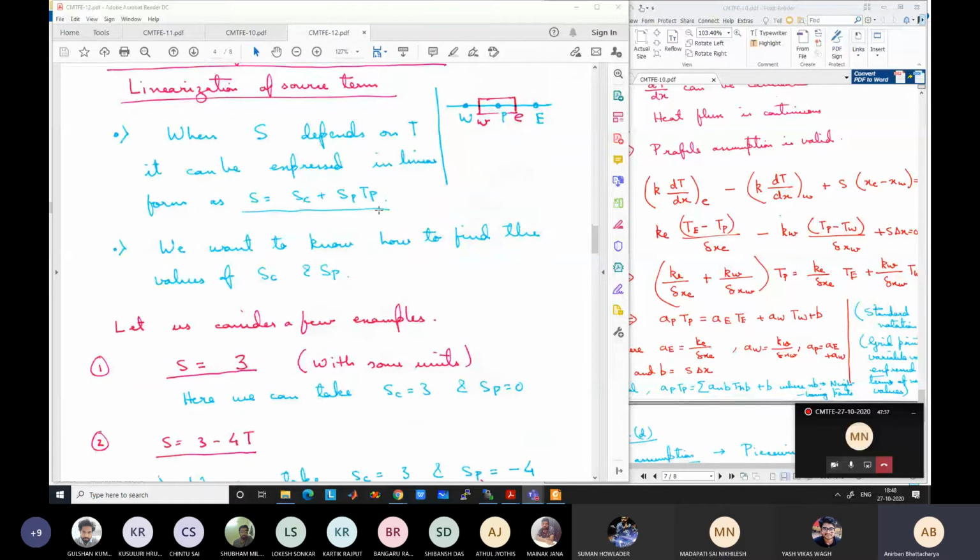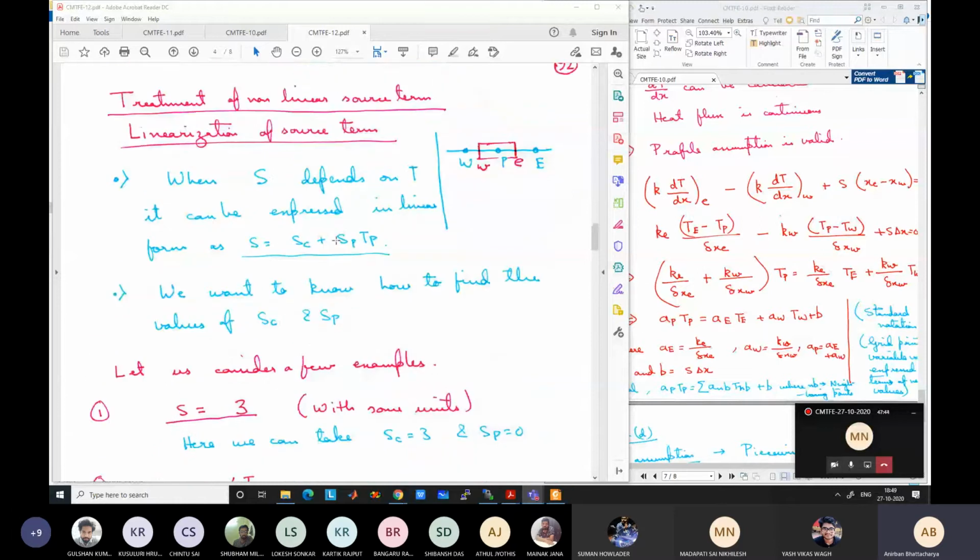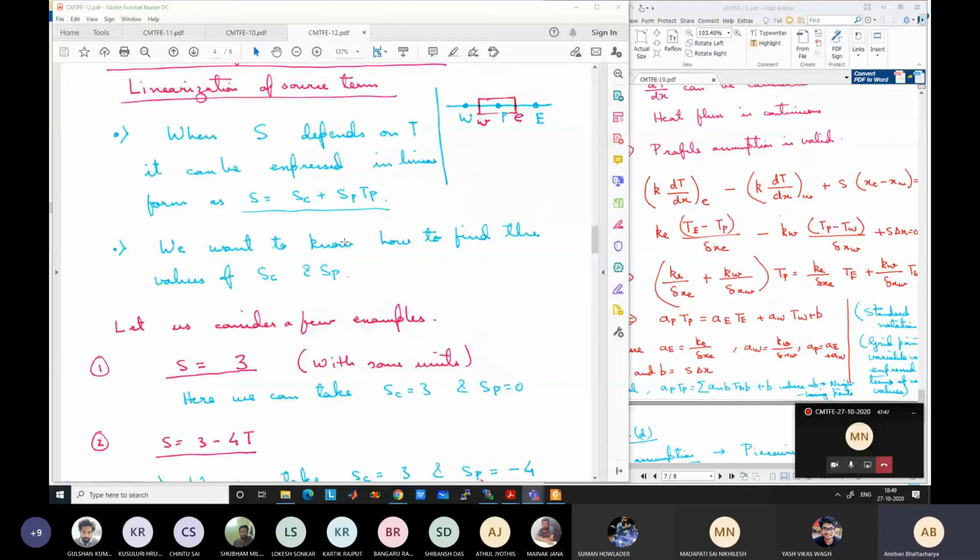So again, this part is very standard. In many books you will find it. In Patankar, this linearization of source term is very nicely demonstrated. But let us discuss on our own, through some examples. We will take a few examples and see how SC and SP change in those cases, meaning what is suitable.